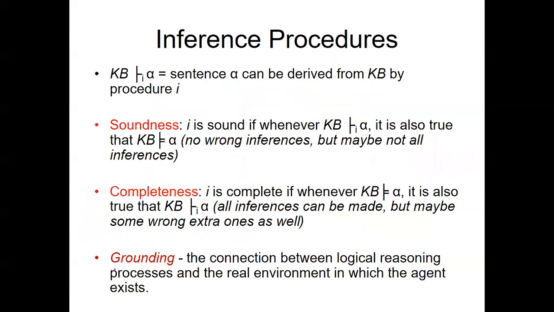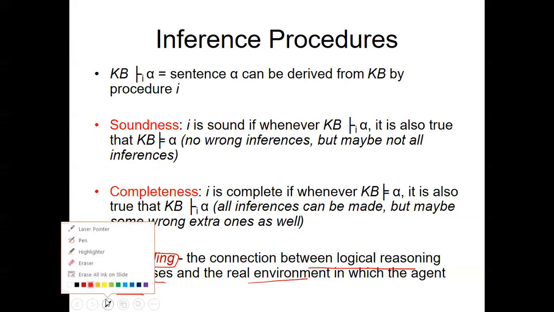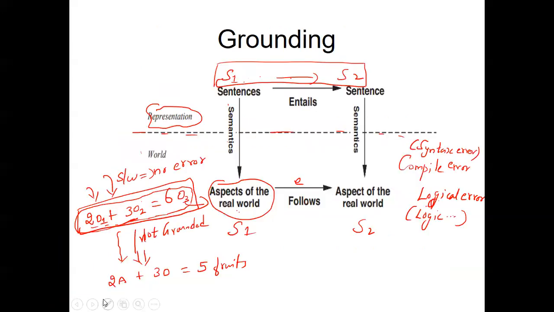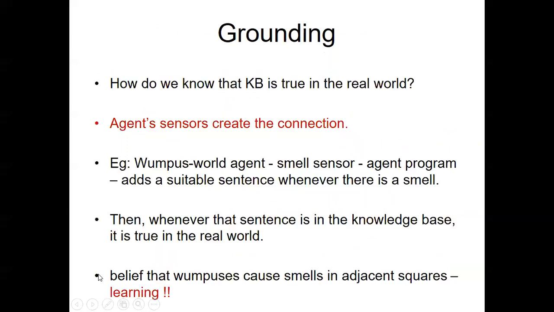Your inference algorithm may follow the syntactic rules and behave perfectly, but is it reflecting the real environment or not? If it is reflecting it, then the algorithm is said to be grounded. Otherwise, it is not grounded. So the connection between logical reasoning and the real environment in which the agent exists is called grounding. Based on these three features or properties, the efficiency of an inference algorithm is measured. I guess you have understood.